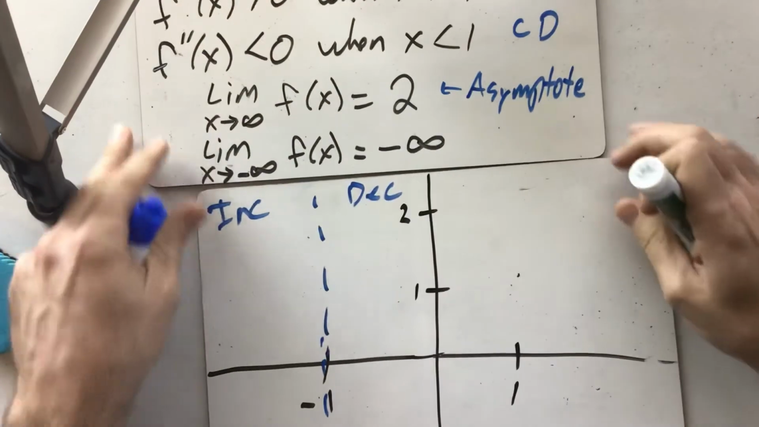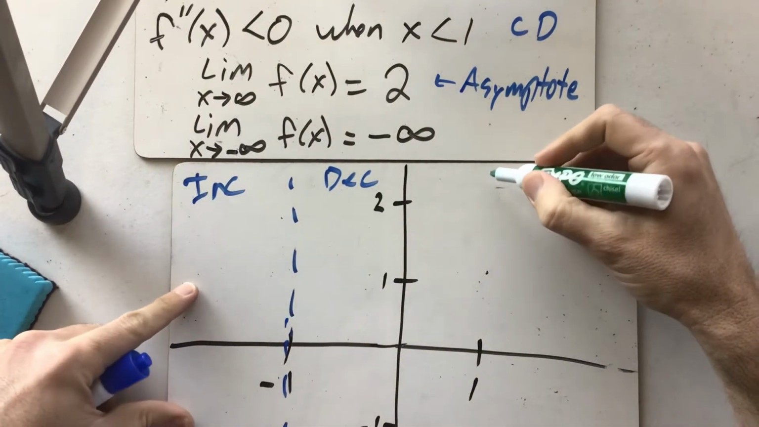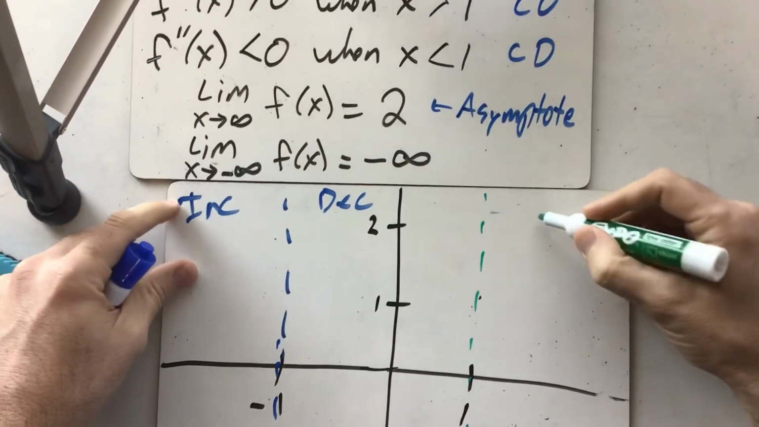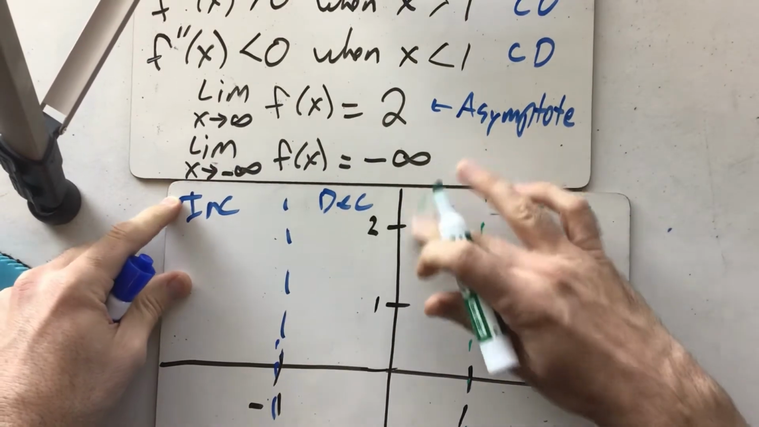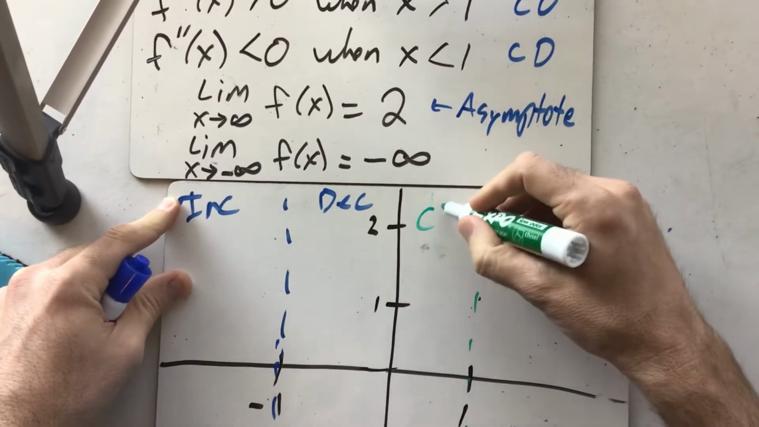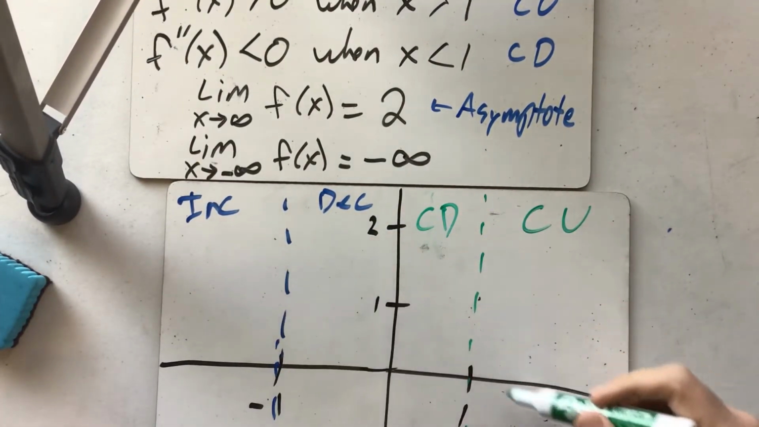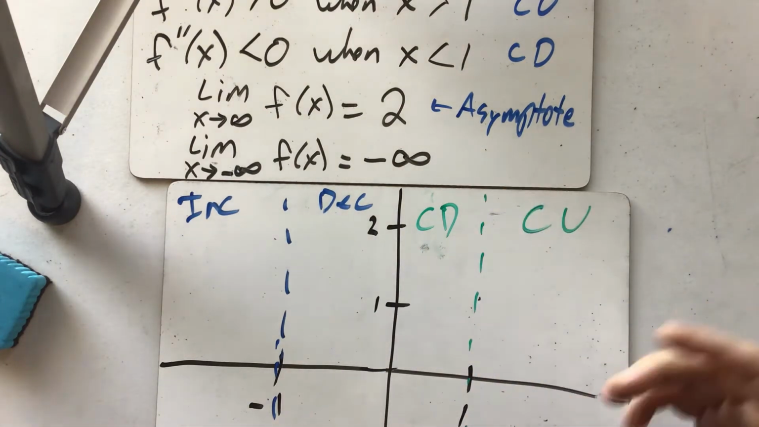Well, we know at x equals 1 is where it switches from concave down to concave up. So when we are greater than 1, we're concave up over here. When we're less than 1, we're concave down. That means our graph has a downward shape all through here and then an upward shape right here. Oh, and then we know we have an asymptote at y equals 2.